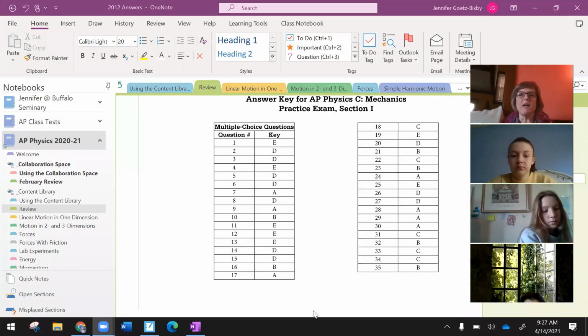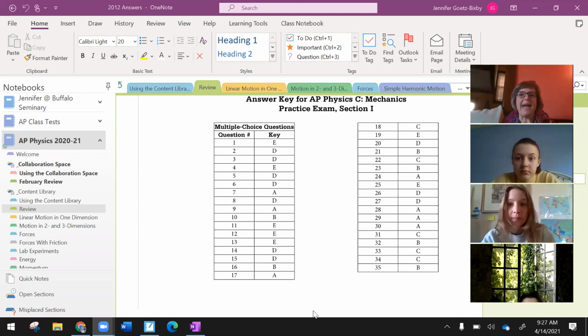And these are the answers to the multiple choice. So let's start with that. So check your multiple choice, and then you will have the opportunity to ask questions about them.